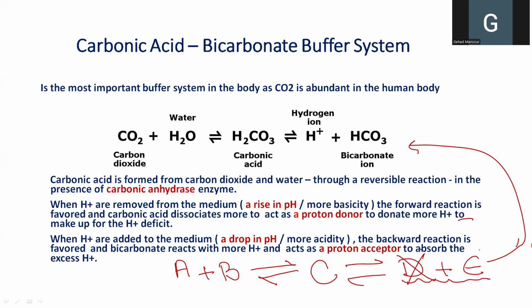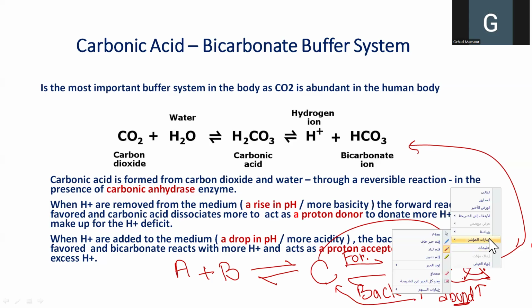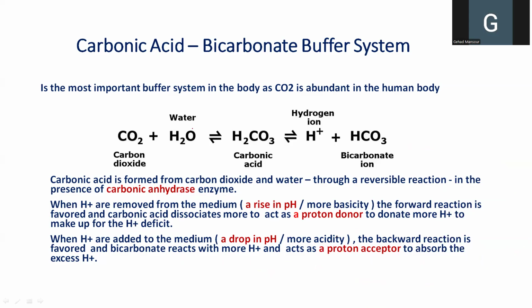So if you remove any of these products from the medium of the reaction, then you are favoring the forward reaction because C will try to dissociate more to make up for the absence of D and E. Similarly, if products D and E increase, then it is the backward reaction that will be favored, because if D and E are now abundant, then they will react and give back product C. And this is the basis of how the carbonic acid bicarbonate buffer system works.